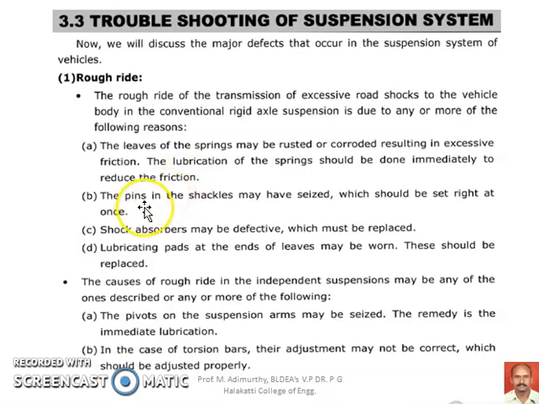Another reason can be the pins and the shackles. If the shackles are seized, which should be set right, and the proper movement should be provided to the shackles. Relative movement should be there between the pins and the shackles. Sometimes the shock absorbers may be defective, leading to the rough ride, and they need to be repaired or replaced. If lubricating pads at the end of the leaves are damaged, it also leads to the rough ride, and then these should be replaced.